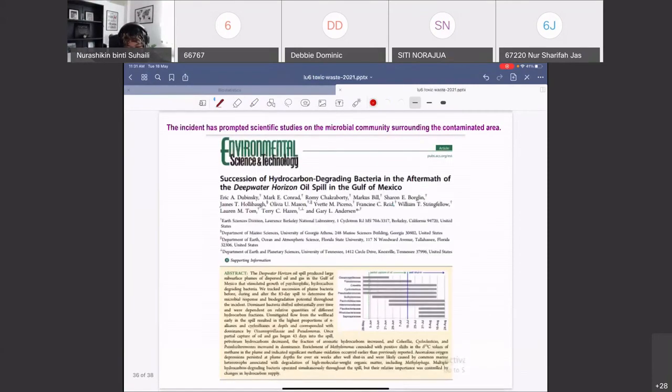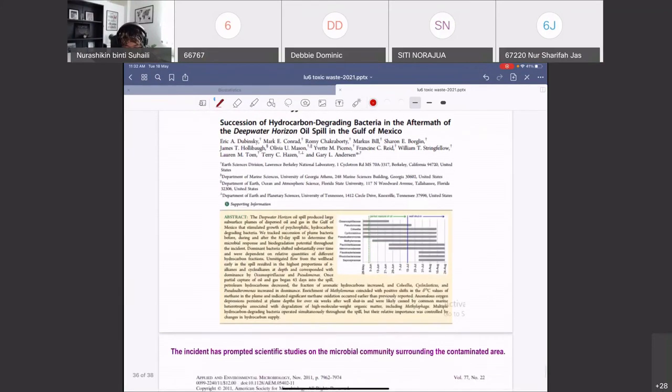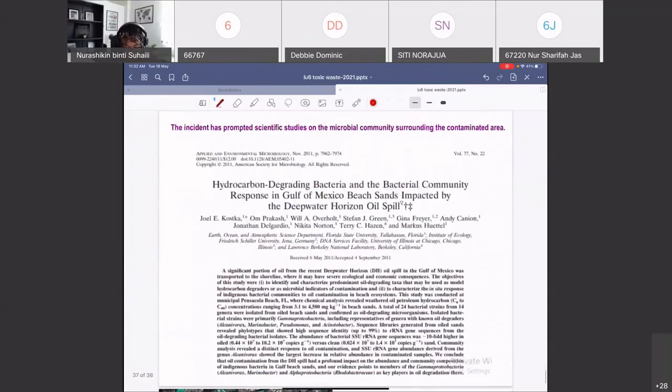So another study is this one: succession of hydrocarbon degrading bacteria in the aftermath of the Deepwater Horizon oil spill in the Gulf of Mexico. So this is another study. There are actually many studies. If you just type Gulf of Mexico oil spill, you can see lots of studies that come after the incident, and they try to understand the bacteria or the microorganisms that reside in that particular area. But I will not go through in detail. I just want to introduce you to those studies.